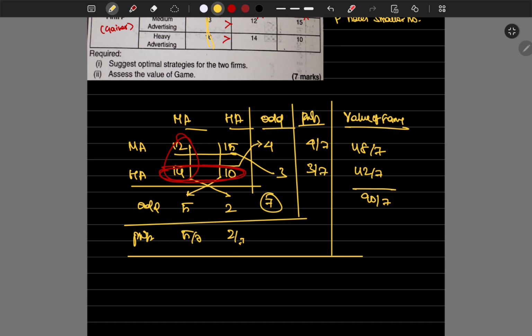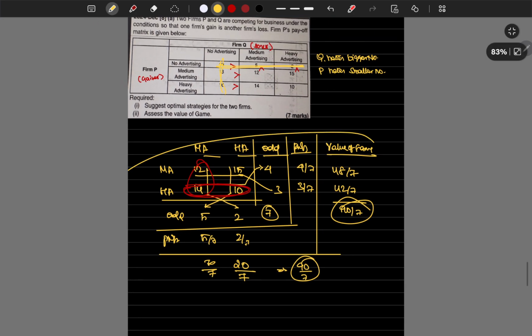And then 12 into 5, which is 60 by 7. Okay, we'll calculate for this also. 10 into 2, which is 20 by 7. I did 14 into 5, 70. So the value of the game will be the same. This is the value of the game we have to find out, and this is a simple problem.